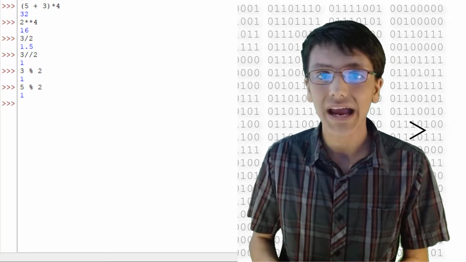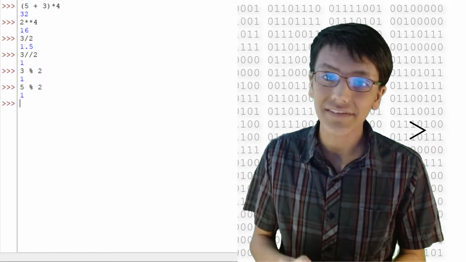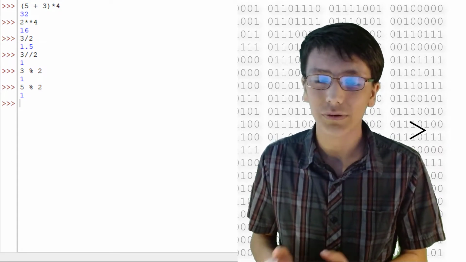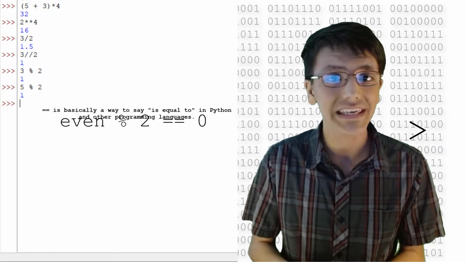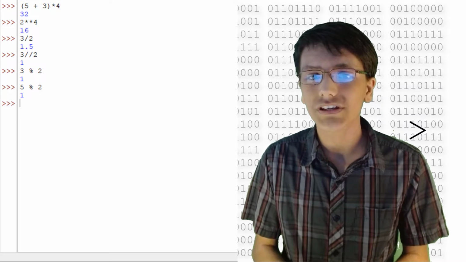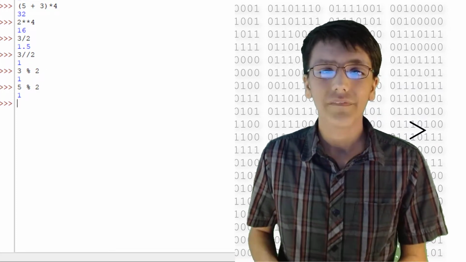There are some really practical uses with this operator, such as figuring out if something is even or odd. If you do modular division by 2 to a number, it will return 0 if it's even, and 1 if it's odd. Both floor division and modular division are on the same precedence as multiplication and division. Now that you've learned these symbols, go ahead and solve any problem you want with Python.